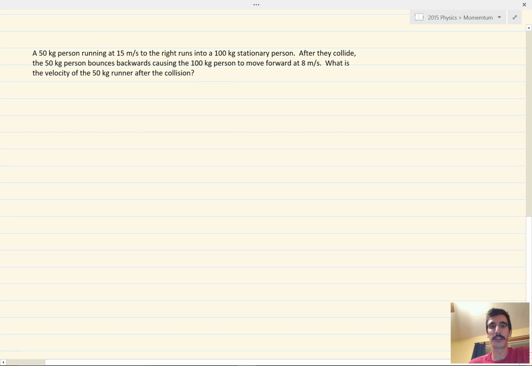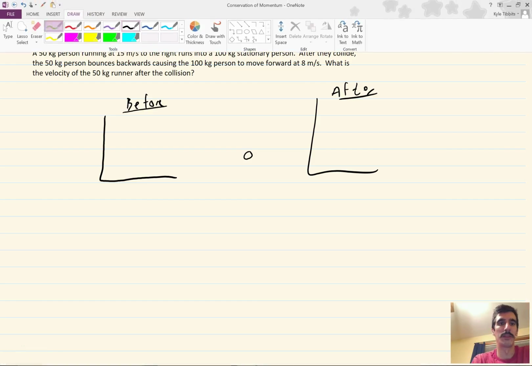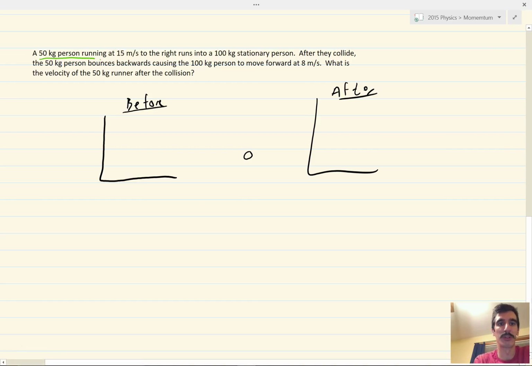Alright, now we're going to look at still a conservation of momentum problem, but a different scenario. This time let's draw our picture first, and we'll label things as we read it. So we have before and after. Alright, so before, a 50 kilogram person running 15 meters per second to the right. He's moving, he has mass, he has momentum. M1V1. Runs into a 100 kilogram stationary person. Stationary means no momentum.